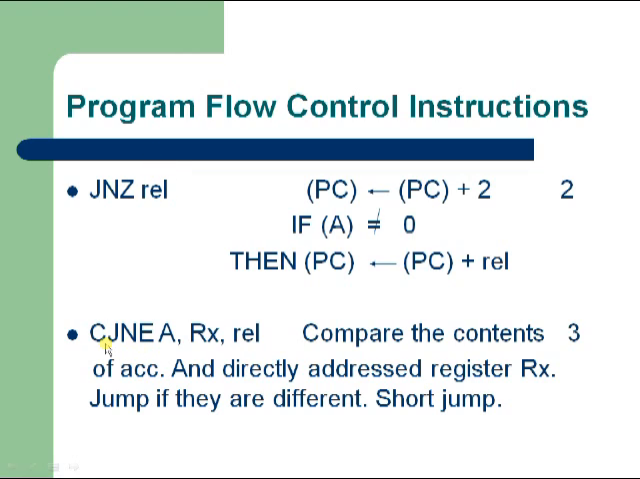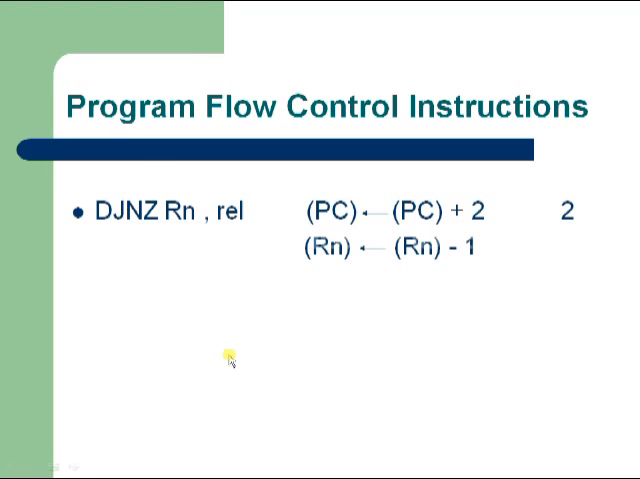CJNE, that is compare and jump if not equal, A comma Rx comma relative. Compare the contents of the accumulator and the directly addressed register Rx, and jump if they are different. It will first compare the contents of A with Rx, the directly addressed register, and if both are not identical, then it jumps to this location.